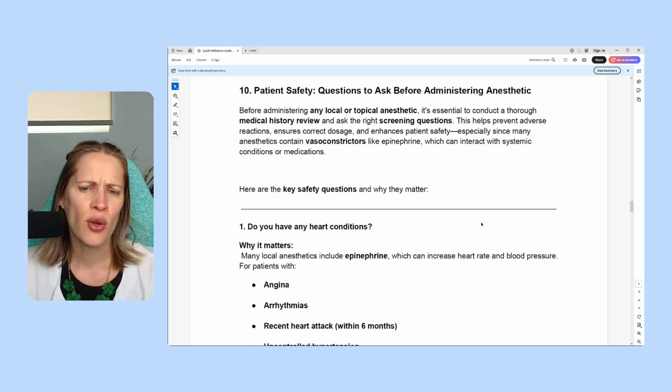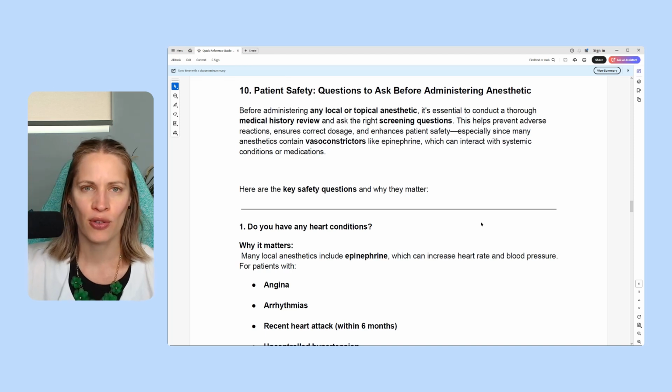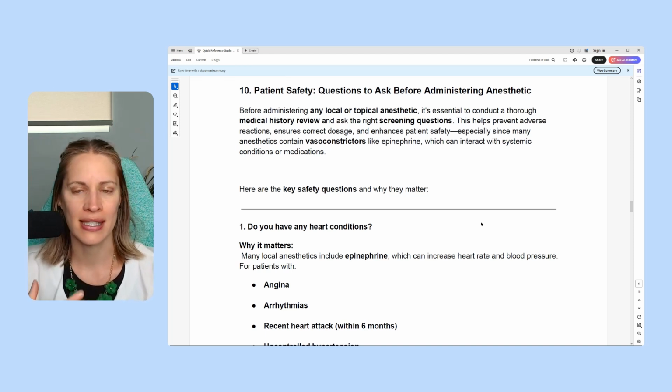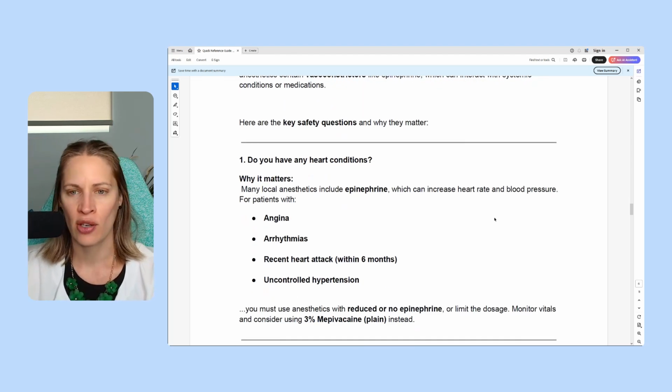And then, of course, questions to ask them before local anesthetic or even topical is given. You need to know their medical history.